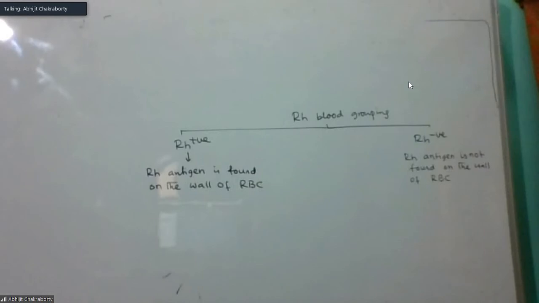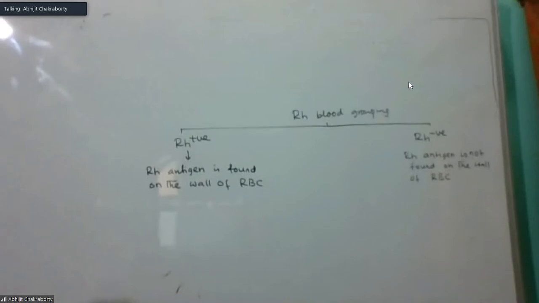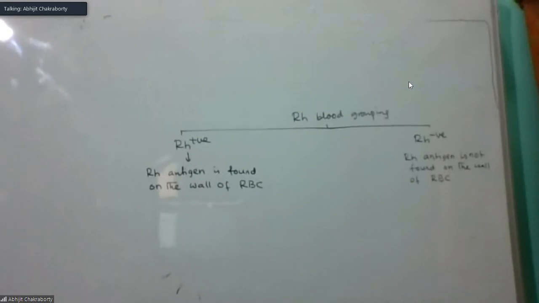If Rh antigen is found on the wall of the RBC, then it is called Rh positive. When Rh antigen is not found on the wall of the RBC, then it is called Rh negative. Now regarding the specificity of this Rh positive and Rh negative grouping, the most important thing is the Rh group is controlled by an allele called D.